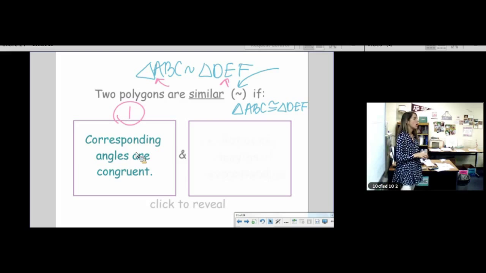The second way you know, what do you think this box is going to say about its sides? The sides of the polygon. They are going to be different, but this box doesn't say two polygons are similar if their sides are different.